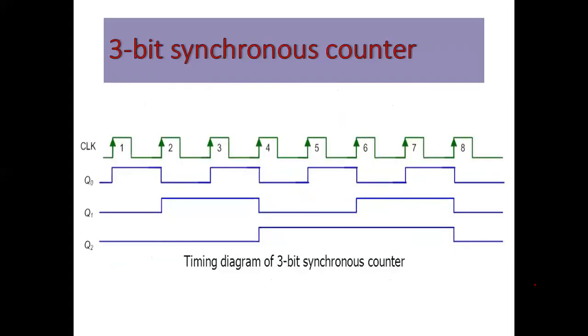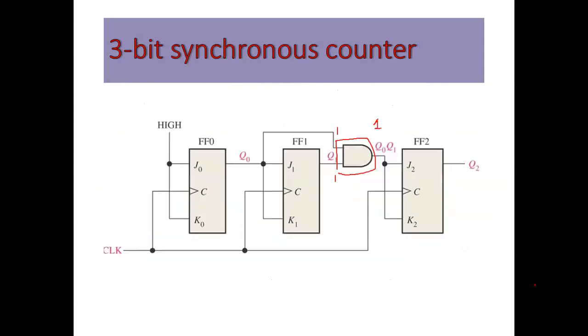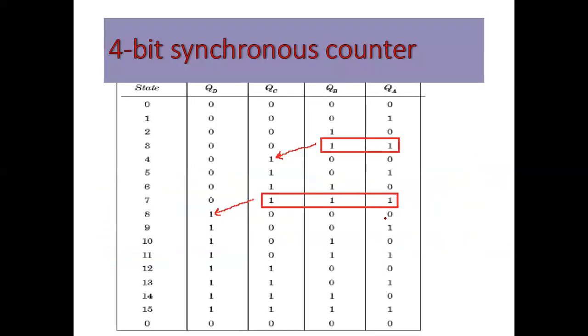So we have discussed different synchronous counters. One more time, I'll repeat the logic of synchronous and asynchronous counters. In a synchronous counter, the clock is applied to all the flip-flops at the same time. In an asynchronous counter, the clock is only applied to the first flip-flop. That is the only difference between synchronous and asynchronous counters. So with this, that's all about the synchronous and asynchronous counter.